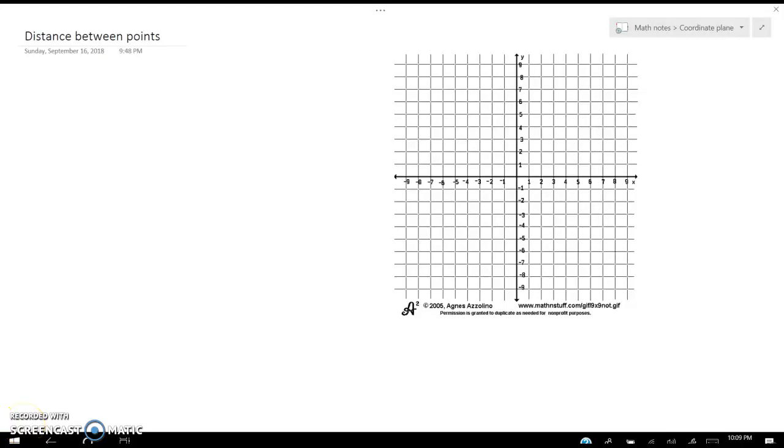Okay, so these are some notes on finding the distance between the points. This first part should be really easy for you because you've been finding distance between 2 points on a number line since we started this school year. So this particular part should be okay. So let's do our essential question.